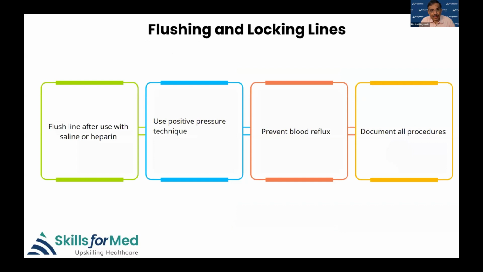Okay, some extra points on flushing and locking lines. After giving any medication or any vasopressors, always flush the line after use with saline or heparinized saline. Positive pressure technique. Don't try to withdraw and see if there is blood. Always flush it, and if the flush goes freely and you just wait for some time, naturally the blood will come back to the catheter. That is necessary. No need to put suction on your syringe.